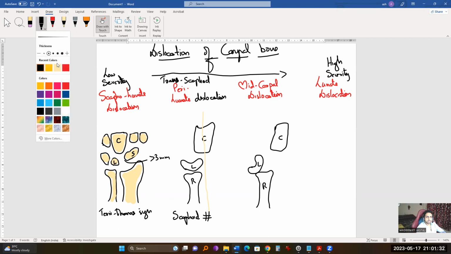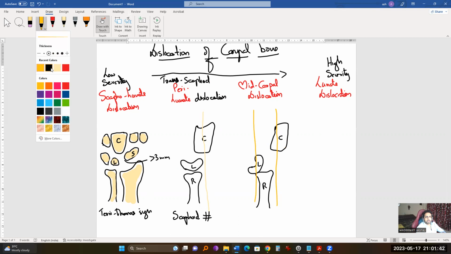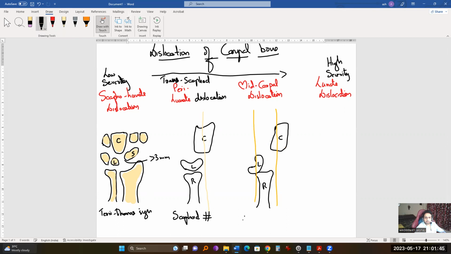You can see the axis. And this is commonly associated with the triquetral fracture. And this happens because of triquetral-lunate ligament disruption. Triquetral-lunate ligament disruption is commonly seen in this.